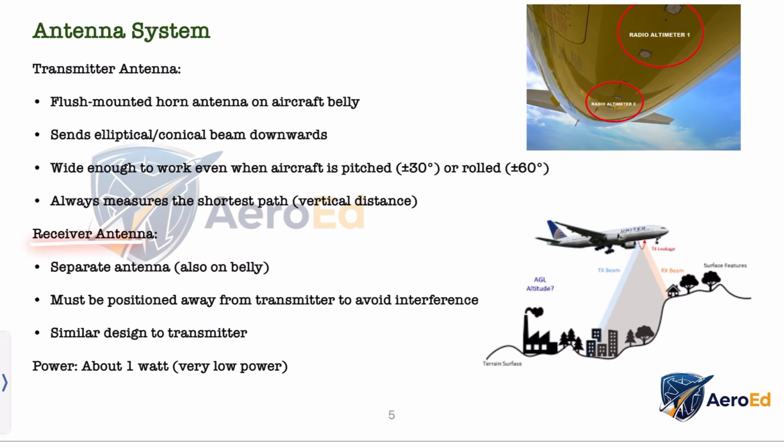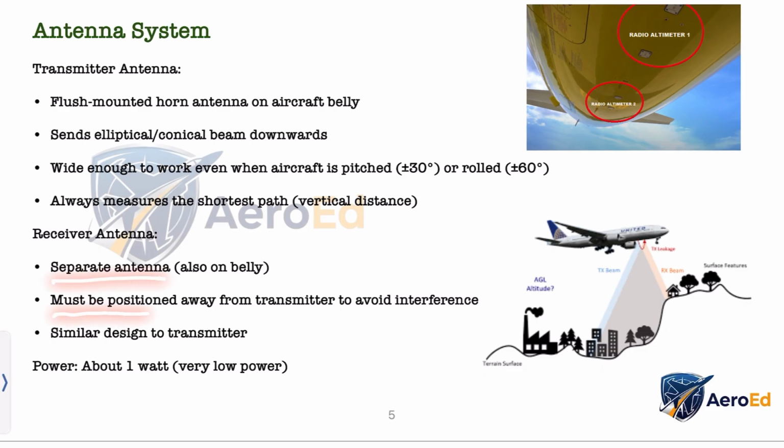So let's now talk about the receiver antenna, a separate antenna, also on the belly. So of course it should be on the belly only, right? Because it detects the signal which is coming from the ground to the aircraft. And it also should be separate, right? Because we don't want the transmitter signal to interfere with the receiver signal. And this is the reason the transmitter and receiver have separate antennas.